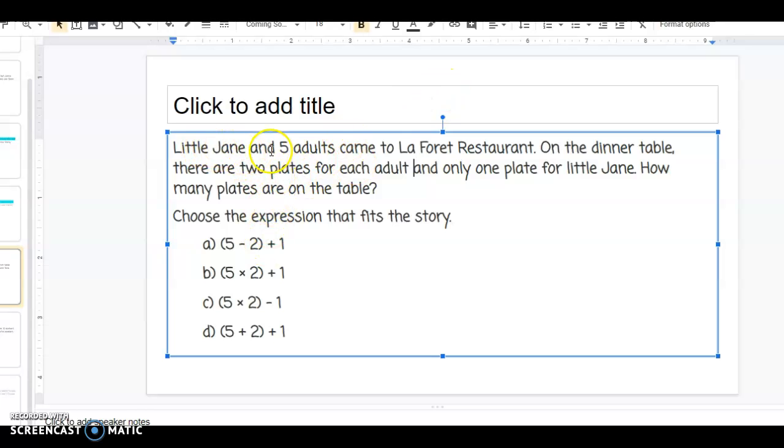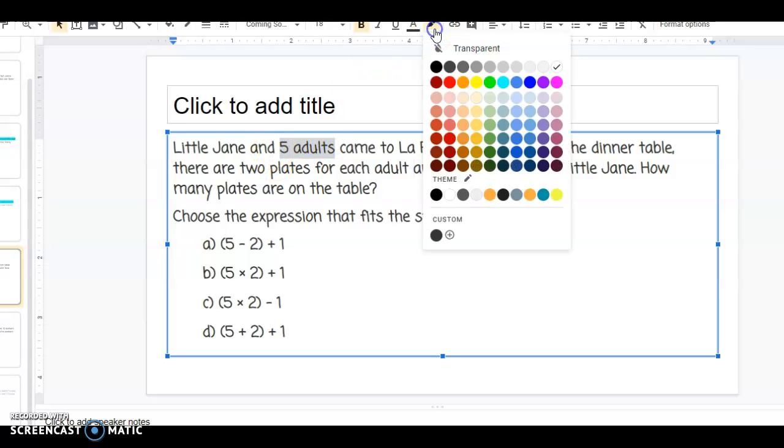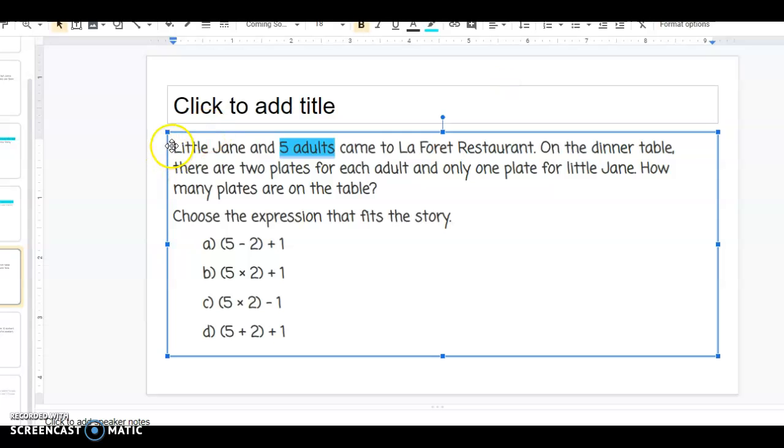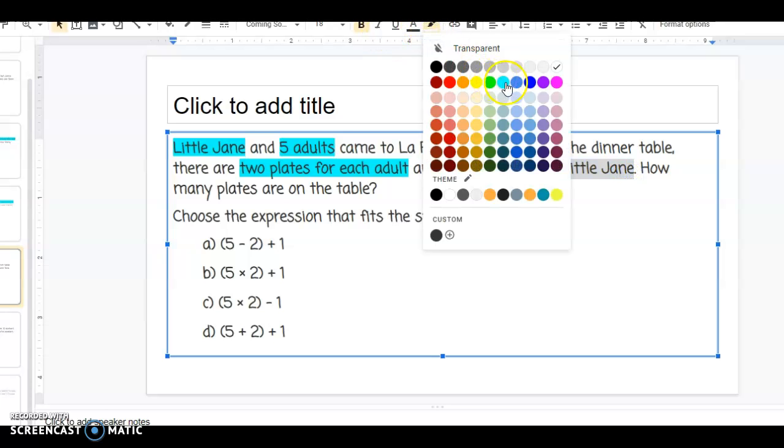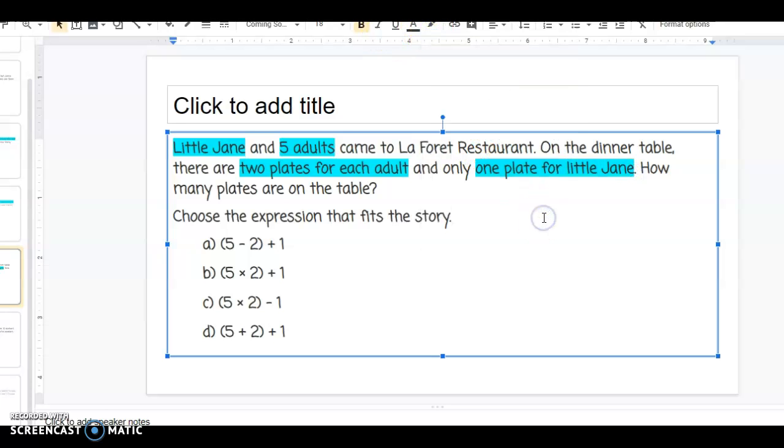We have little Jane and 5 adults coming to the restaurant. Okay, so I need to know I have 5 adults that came to the restaurant and 1 little Jane, 1 child. Another important piece of information is that there are 2 plates for each adult. Pretty important information there. And only 1 plate for little Jane. So little Jane gets 1 plate, the adults get 2 plates apiece.